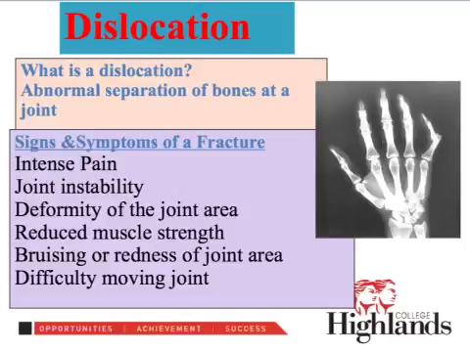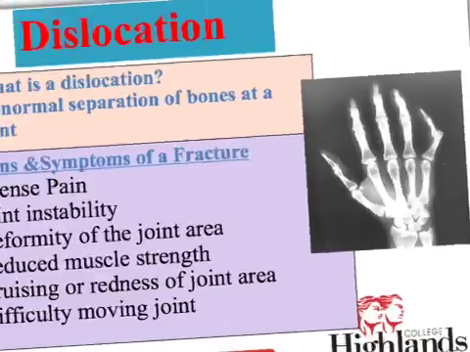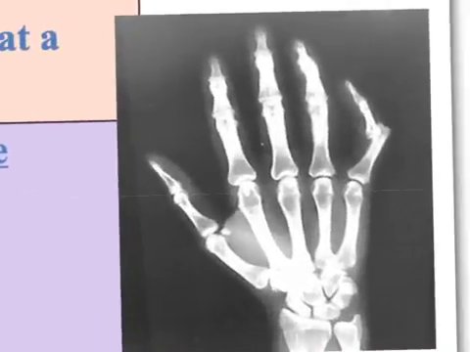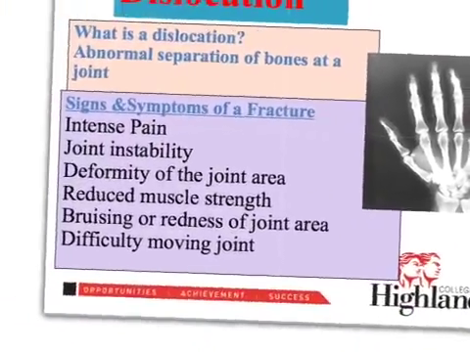Okay, dislocation. Abnormal separation of bones at a joint. So there might not be a fracture, however, but the bones have come out of their normal joint and aren't sitting properly. If we have a look here on our x-ray, we can clearly see that this little finger, very prone for goalkeepers, is not where it should be. So we have the phalange and the metacarpal not sitting right, and there's very clearly going to be some ligament damage as well. As we know, ligaments hold bones to bones.